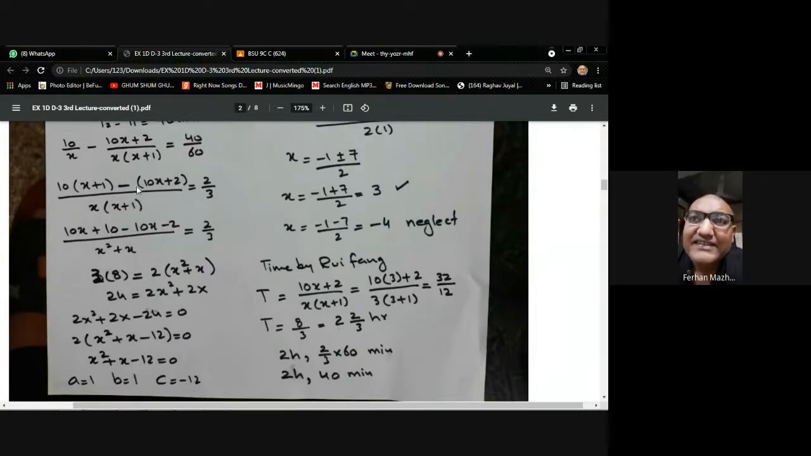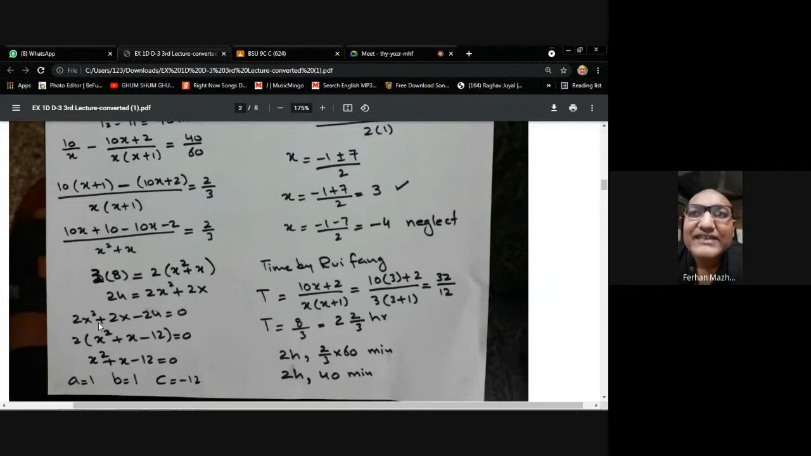So multiply this 10x plus 10. This will change the signs. It will become minus 10x minus 2. This x will multiply with this bracket. It will become x square plus x equals to, you simplify this 40 by 60, that will be 2 by 3. So 10x minus 10x, they both will be cancelled. And 10 minus 2, it will be 8. Then you cross multiply, that's 3 will multiply with the 8. And this denominator will go on the other side, it will multiply with 2. So here you will have 24 equals to 2x square plus 2x. So bring this 24 to this side, so it will become 2x square plus 2x minus 24 equals to 0.